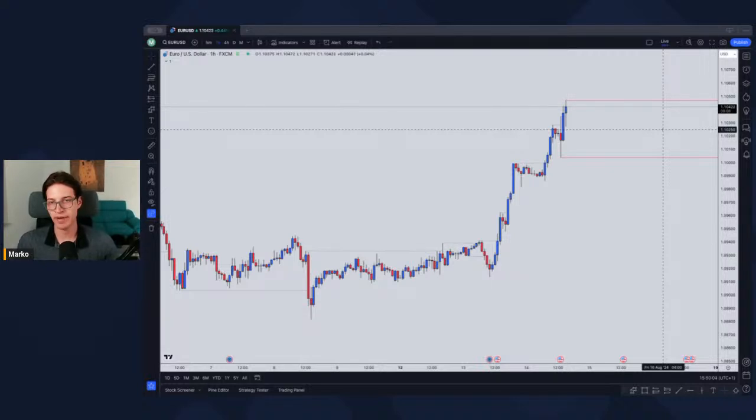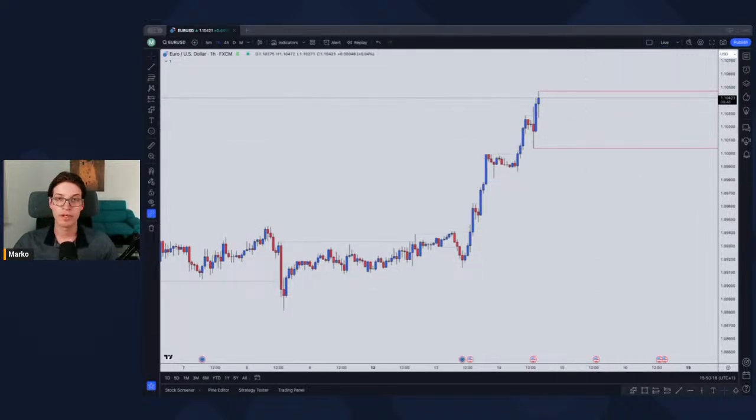When you get a news event, when you get a massive push, it usually happens on every single currency pair that is connected to that news event at the same time. Okay, hope that helps.